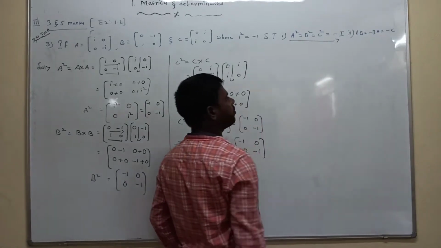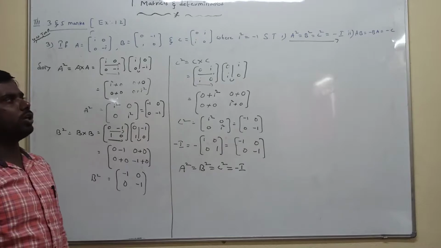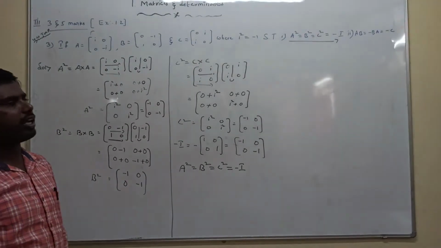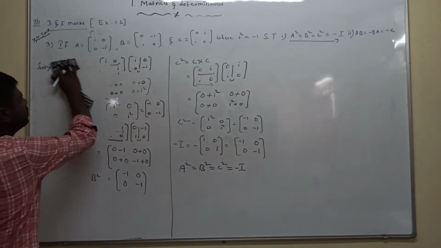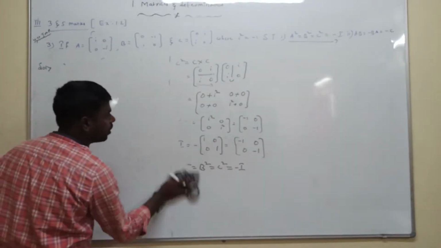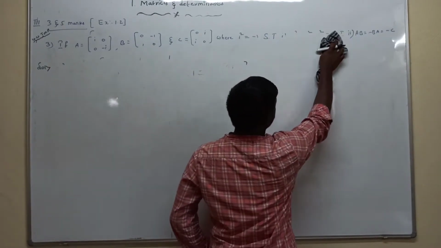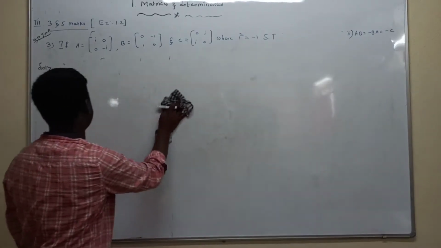Next we have to prove that AB is equal to minus BA is equal to minus C. You need to calculate the AB matrix and the minus BA matrix; all are equal to minus C. So the second one, the solution. The first one is what we were discussing. Second one: we need to calculate AB and minus BA.